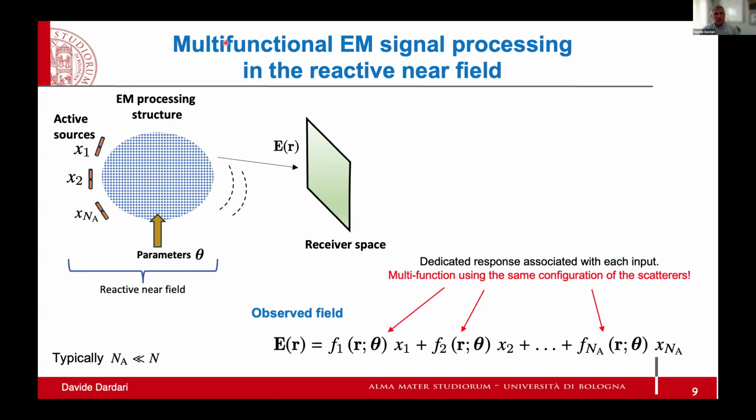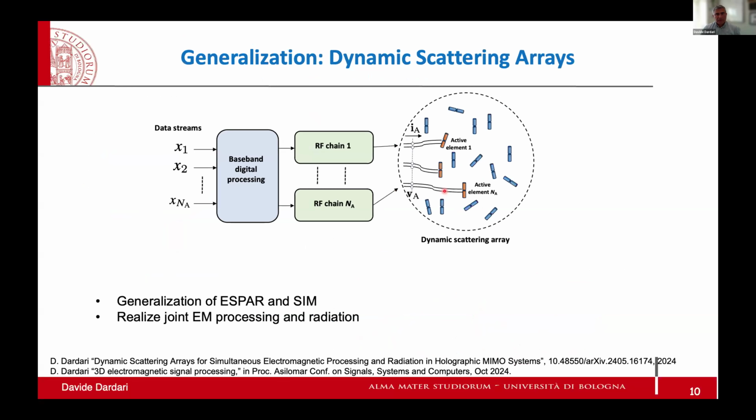So I would like to obtain this kind of multifunctional electromagnetic signal processing, exploiting the interaction in the near field here. Well, a possible way to do that is to generalize the concept of ESPAR, and to some extent also the concept of SIM, by considering a very general framework in which we are supposed to have up to NA data streams, an optional baseband digital processing that processes only a few streams. Then we have associated with this NA RF chains, and the output of each RF chain feeds an active element, so an antenna, basically.